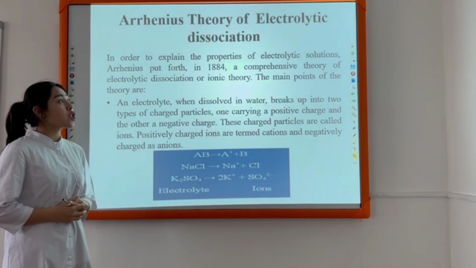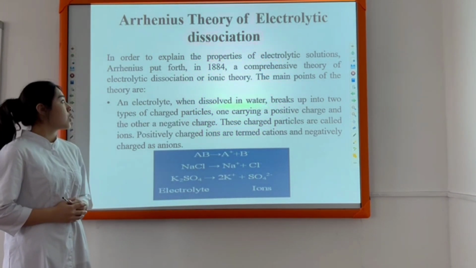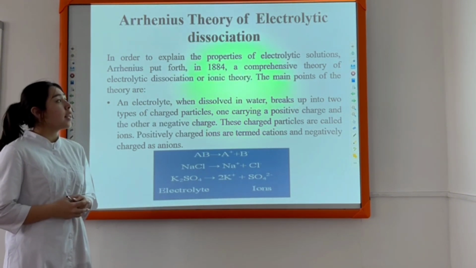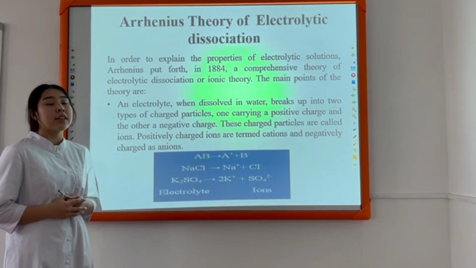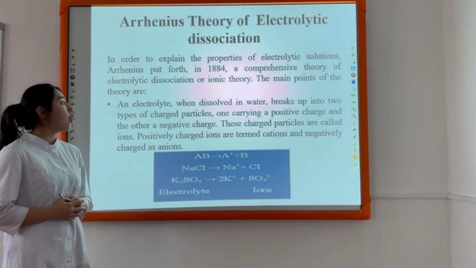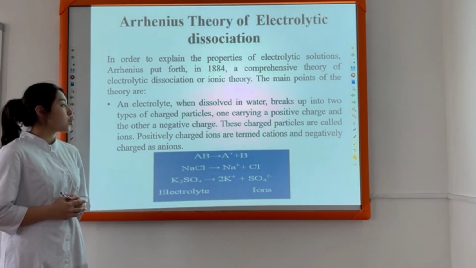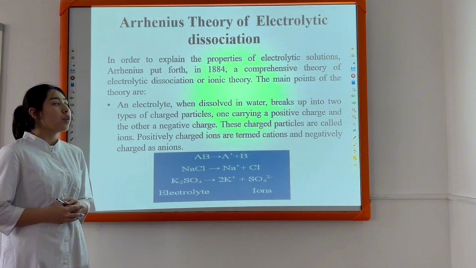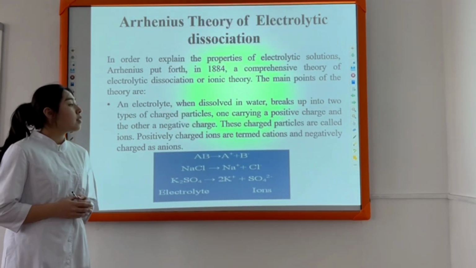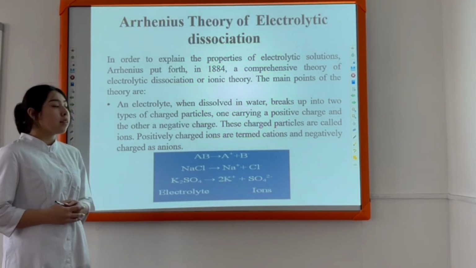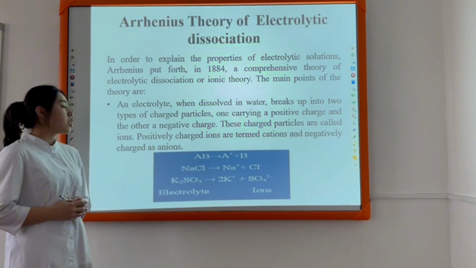Arrhenius theory of electrolytic dissociation. In order to explain the properties of electrolytic solutions, Arrhenius put forth in 1884 a comprehensive theory of electrolytic dissociation, or ion theory. The main points of the theory are: an electrolyte, when dissolved in water, breaks up into two types of charged particles, one carrying a positive charge and the other a negative charge. These charged particles are called ions. Positively charged ions are termed cations and negatively charged ions anions.